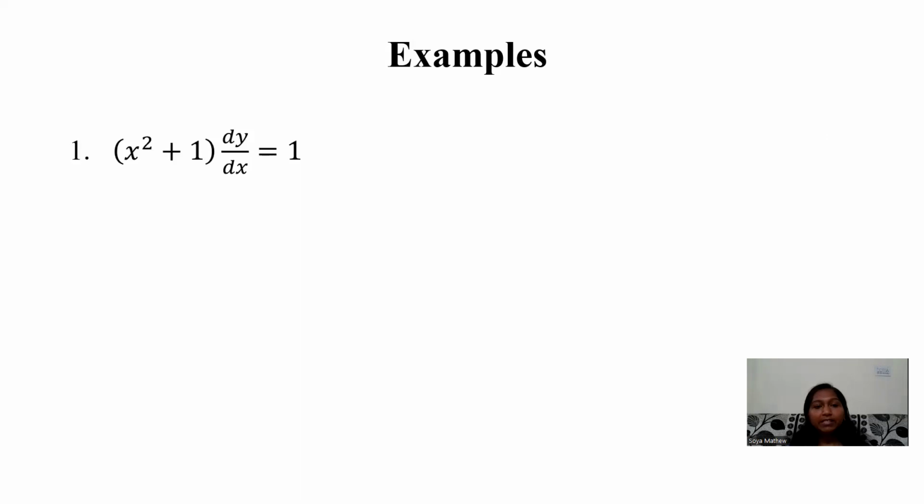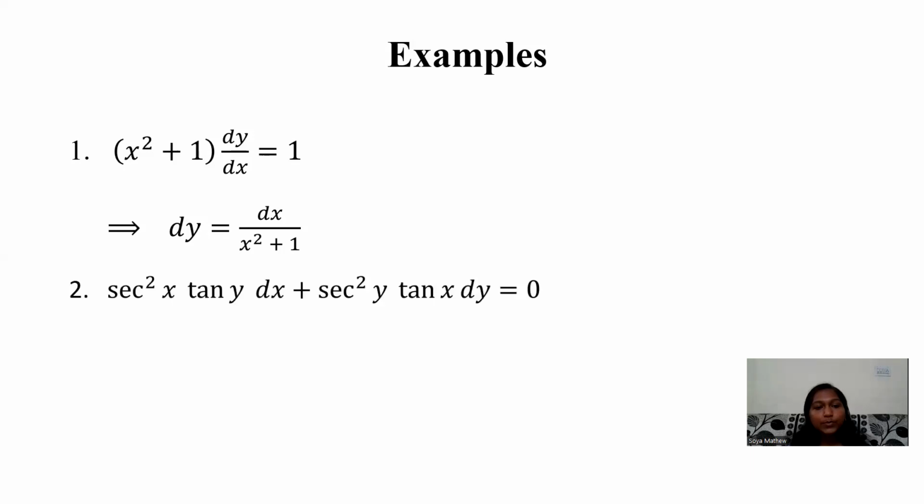Let us look into some examples of variable separable form. One example is x square plus 1 into dy by dx is equal to 1. When you observe this equation, you could see that dy can be separated on one side of the equation and all the x terms can be separated on the other side. So when you rearrange, you can write it as dy is equal to dx divided by x square plus 1.